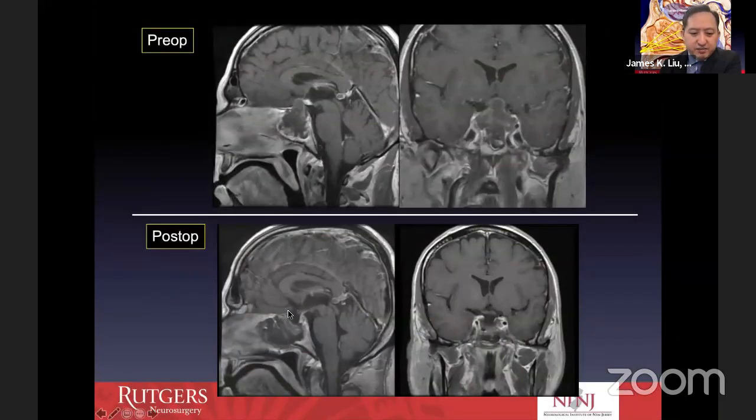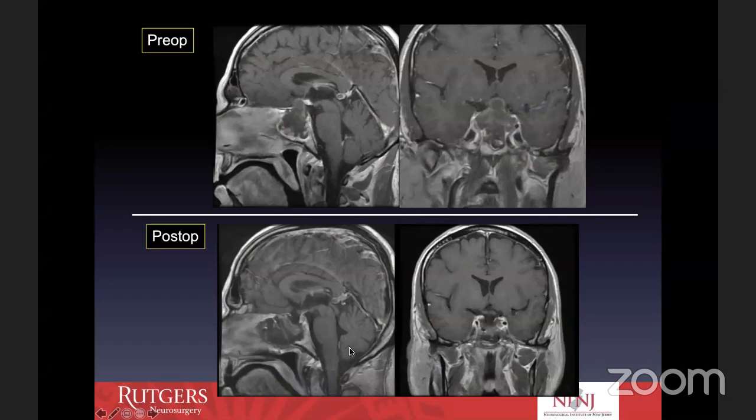And so this is the immediate post-op MRI. You can see that the chiasm here in the coronal view has been decompressed and the pituitary stalk here has remained intact with a thin layer of gland.